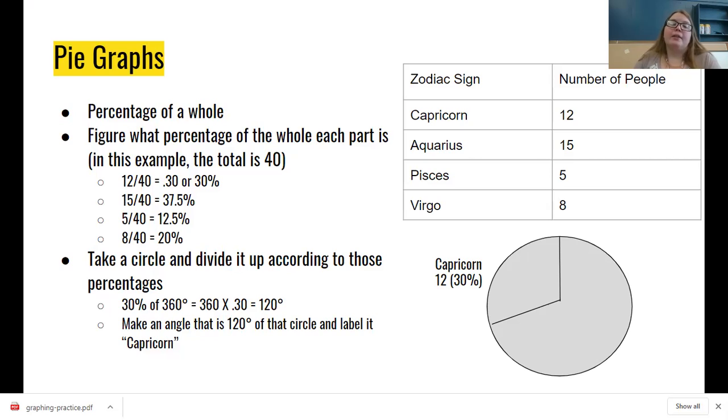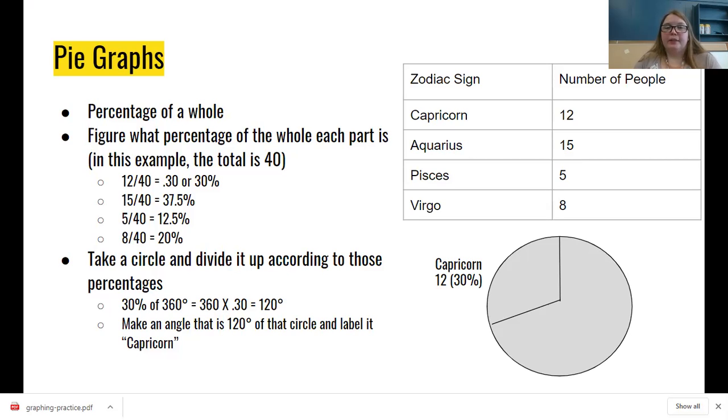So I added up our data values, and there were 40 people total. So I need to figure out how much out of 40 each of those is. So 12 out of 40 for Capricorn is 30%. I showed you the math on the slide. So once I figure out that Capricorns are 30% of the total number of people, then I have to figure out what 30% of that circle is and carve that out.